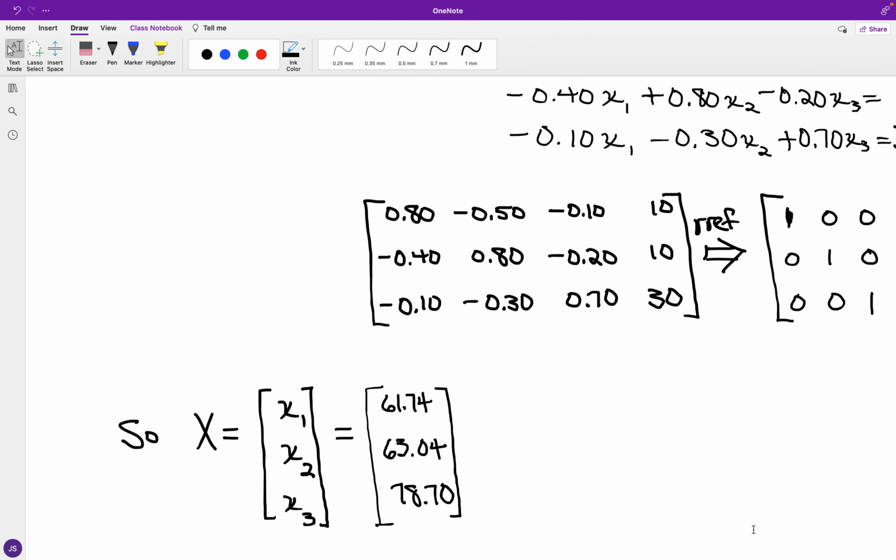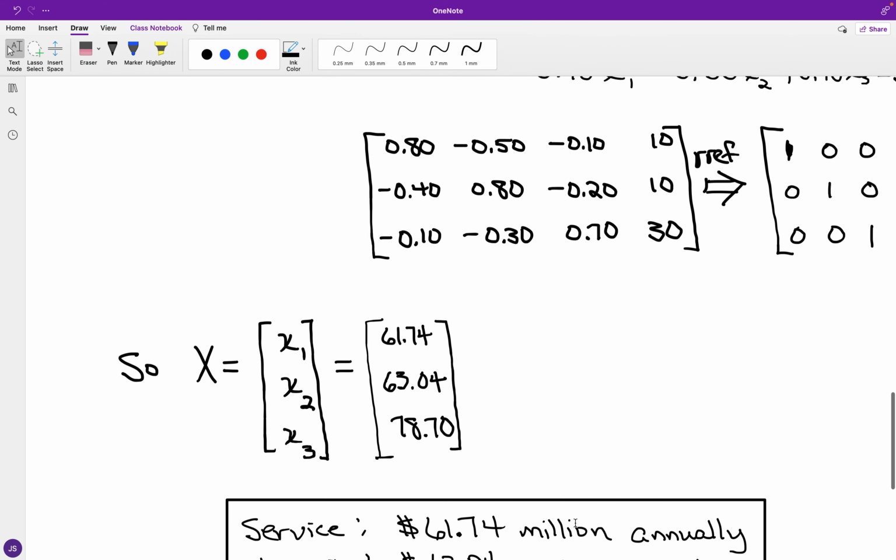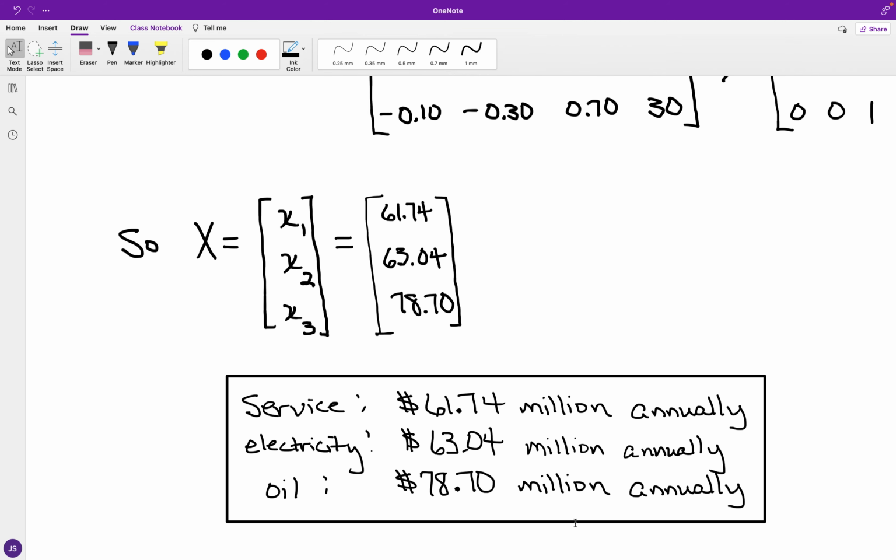So the output matrix is a 3x1 where x of 1 is 61.74, x of 2 is 63.04, and x of 3 is 78.70. What that means for this situation is that the service industry will need about $61.74 million annually. Electricity will need about $63.04 million annually. And the oil industry will need about $78.70 million annually to meet both the internal and external demands.